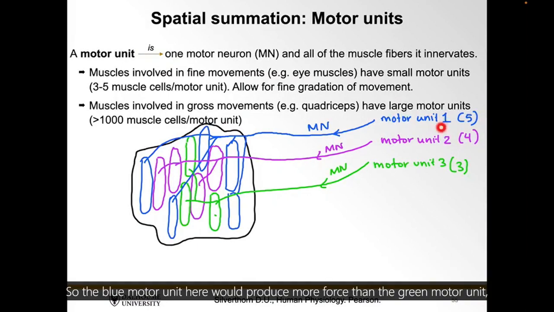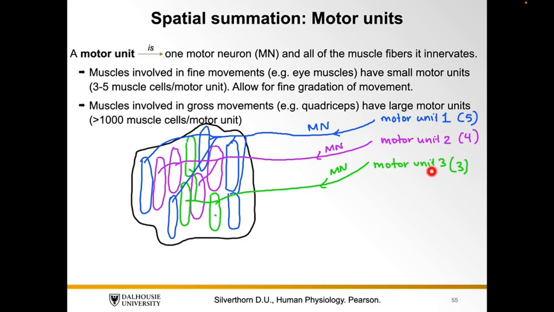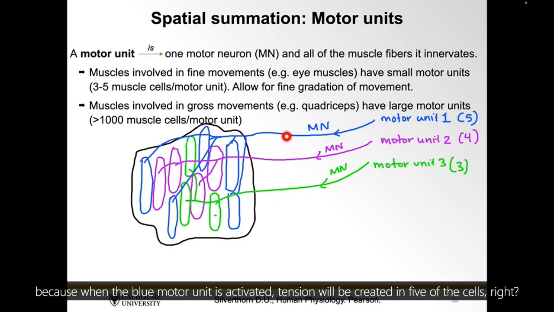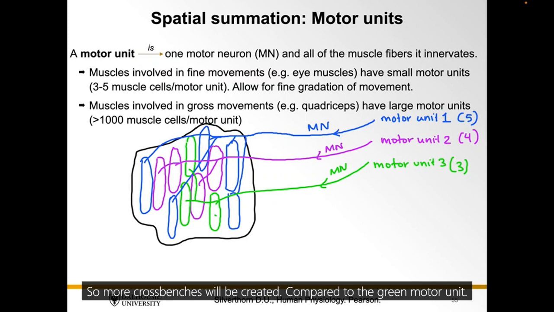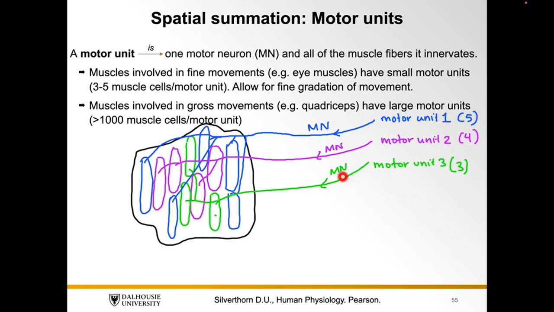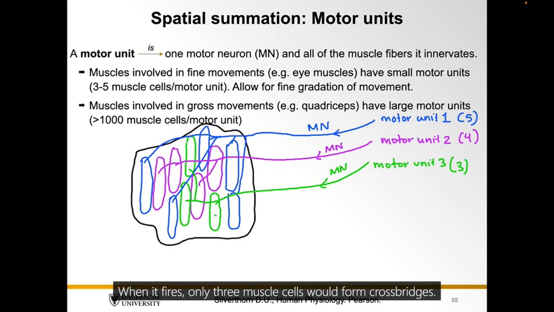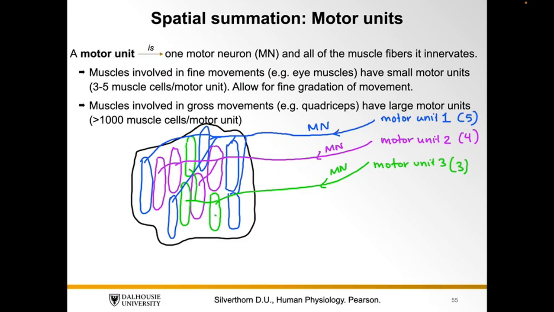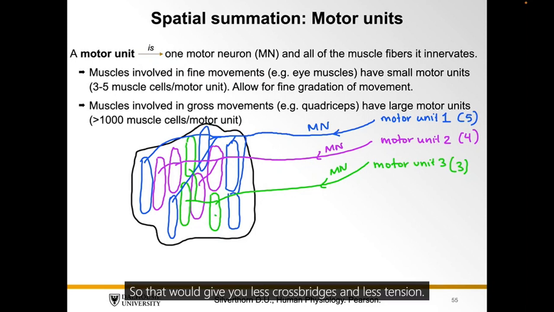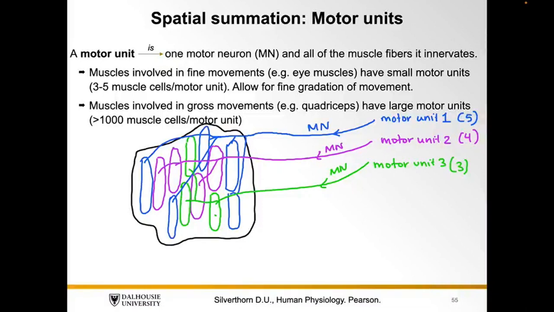So the blue motor unit here would produce more force than the green motor unit. Because when the blue motor unit is activated, tension will be created in 5 of the cells, right? So more cross bridges will be created. Compared to the green motor unit, when it fires, only 3 muscle cells would form cross bridges. So that would give you less cross bridges and less tension.